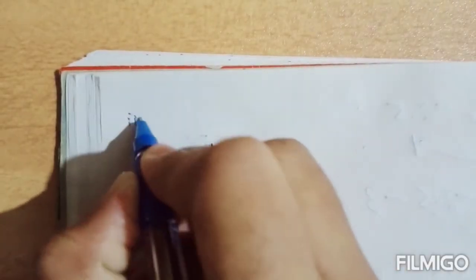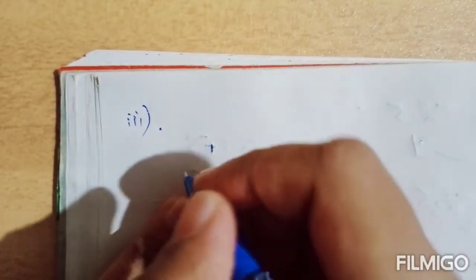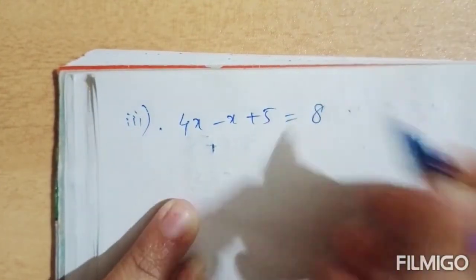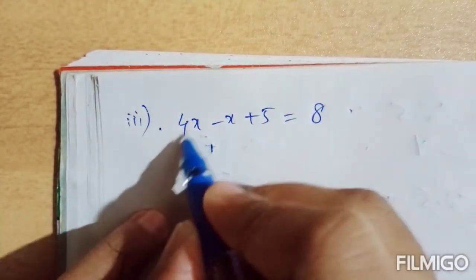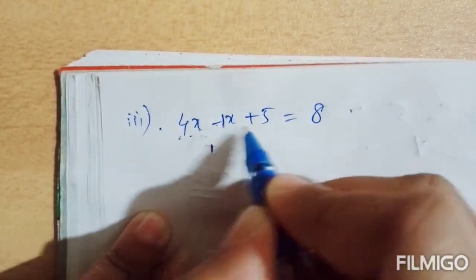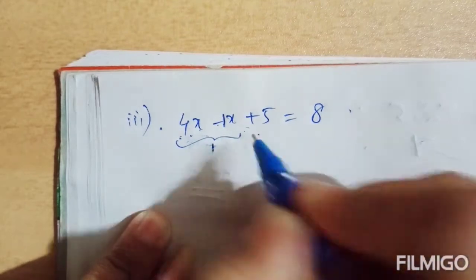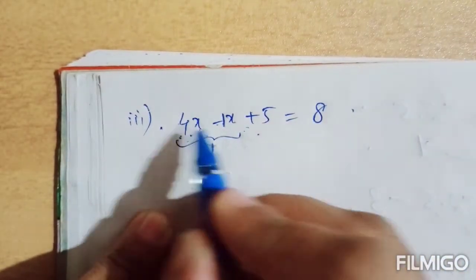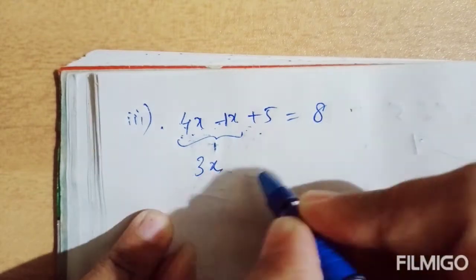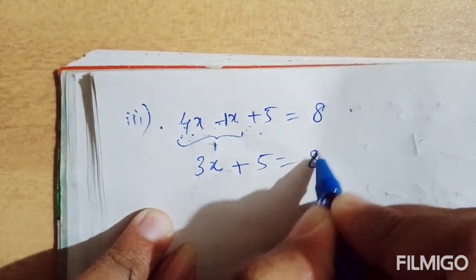In that third one, 4x minus x plus 5 equal to 8. So these are like terms. 4x minus x, that is 4x minus 1x. These are like terms, we can subtract. 4x minus 1x it is 3x. 3x plus 5 equal to 8.